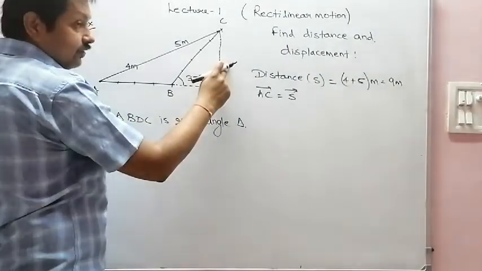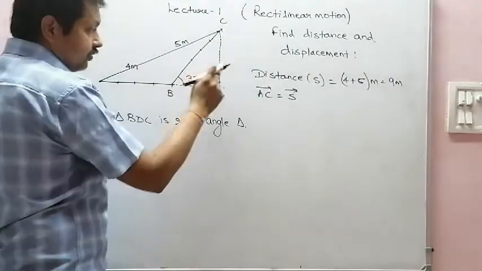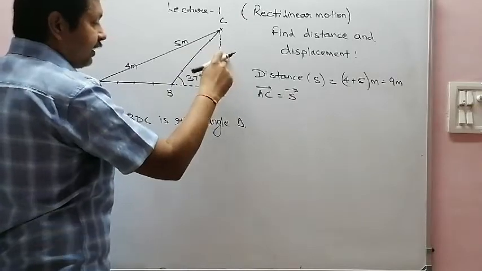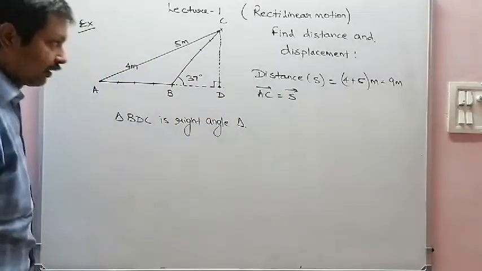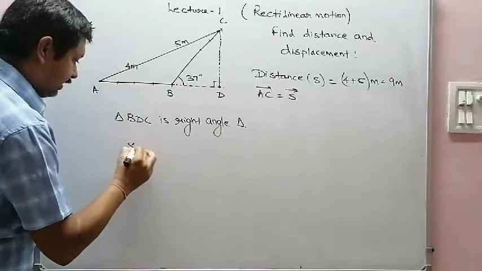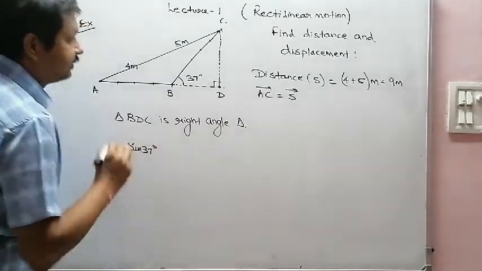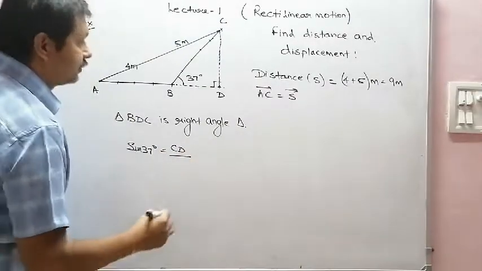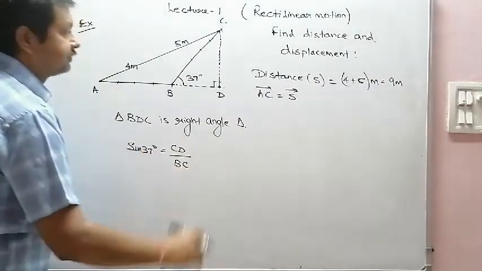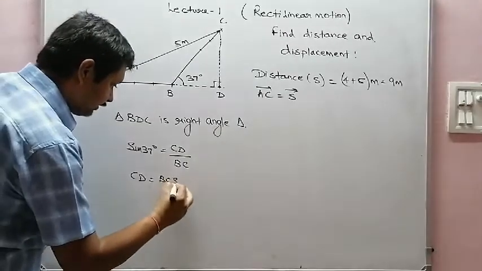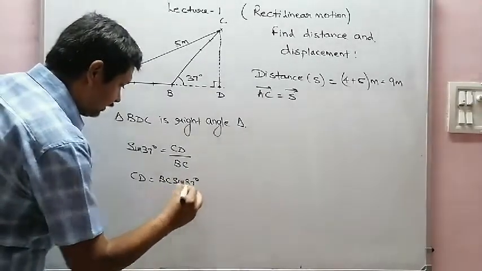opposite to the angle is called perpendicular. The side which is opposite to the angle is the perpendicular. So this is perpendicular, base, hypotenuse. So in right triangle BDC, sin 37 degree is CD by BC. So CD becomes BC sin 37 degree.